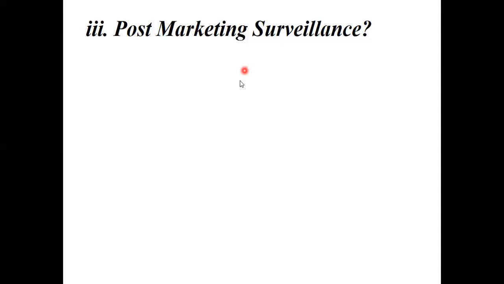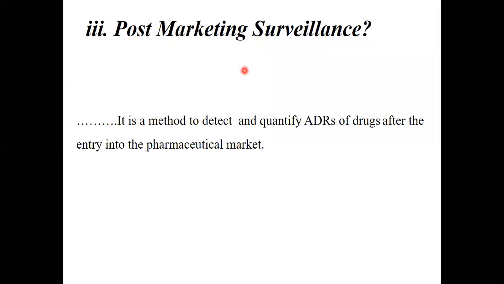So here you are going to monitor the adverse drug reactions. What is post-marketing? After the drug has come into the market, you are going to monitor, especially its adverse effects. It is a method to detect and quantify adverse drug reactions of drugs after the entry into the pharmaceutical market.